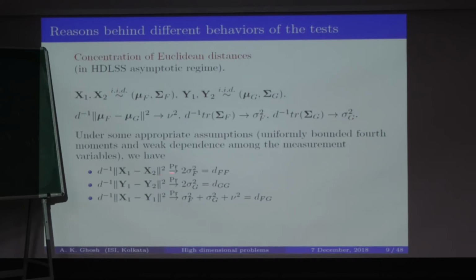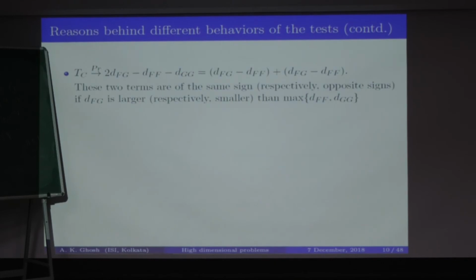It says that this type of convergence will hold under some appropriate assumptions. What are the assumptions? We need uniformly bounded fourth moments and weak dependence among the measurements. So normality is not needed, even the IID setup is not needed. Okay? It generally holds, and there also we will have the same scenario that in the case of the scale problem, this test will not perform well, whereas in the case of the location problem, they are expected to perform well.